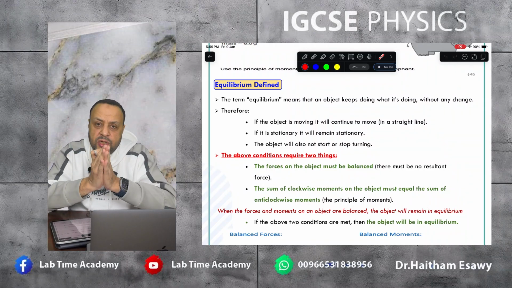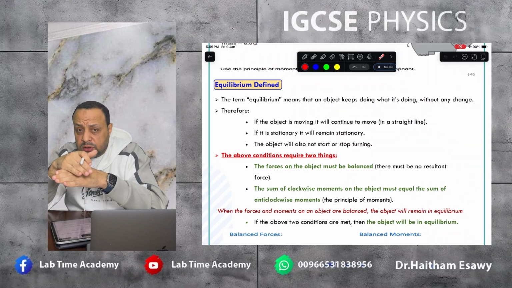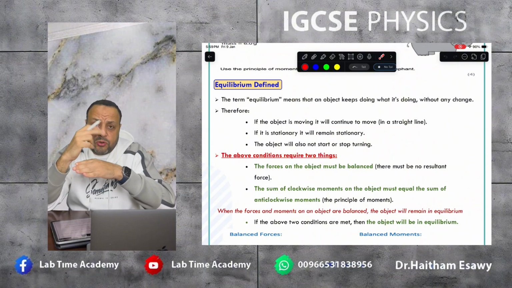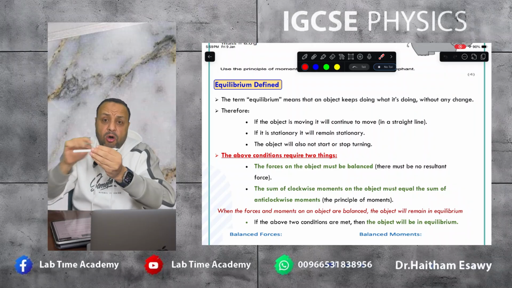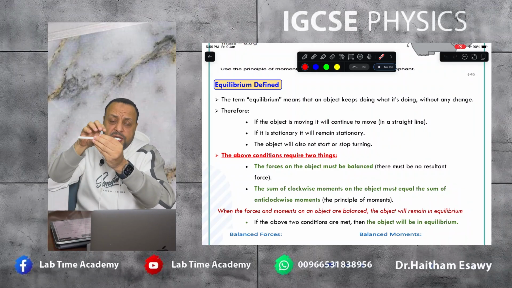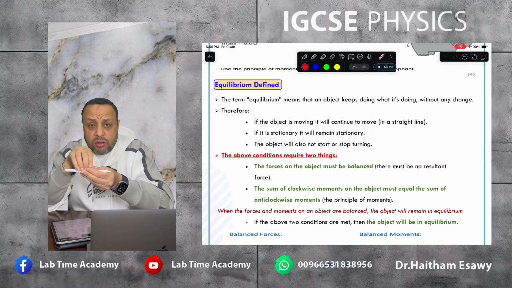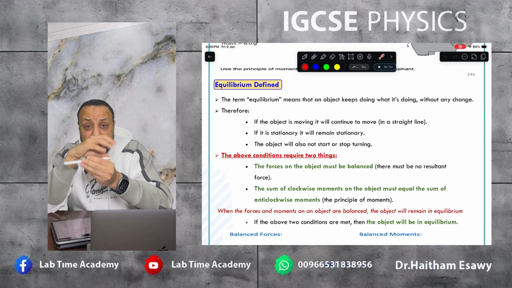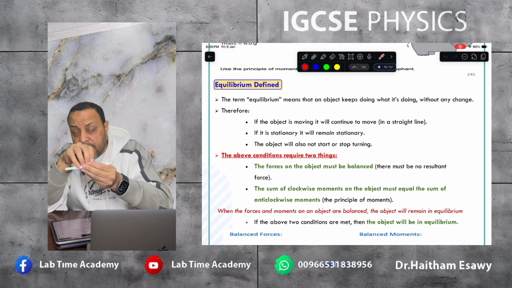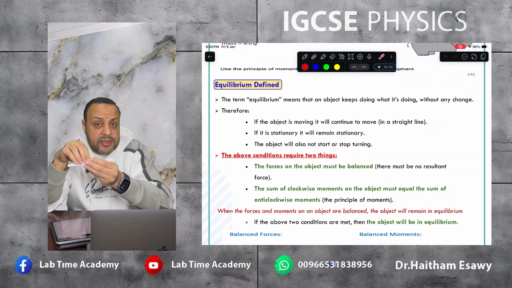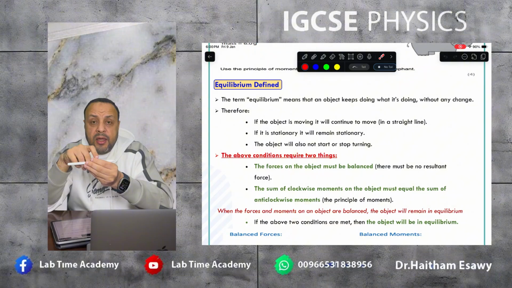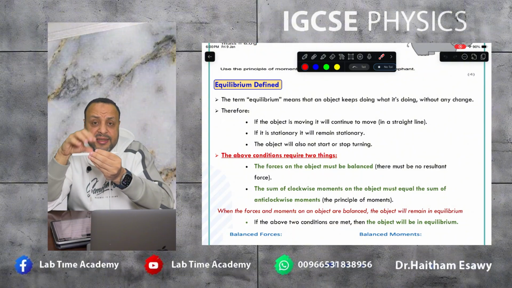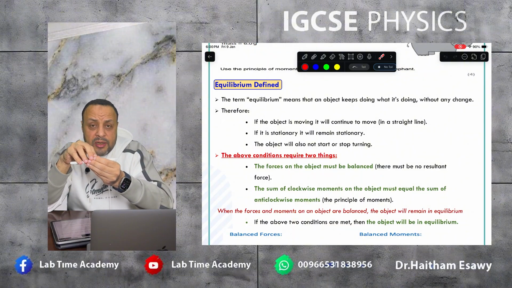So if I want to mention if this object is in equilibrium or not, I have to mention two factors. In order for the object to be in equilibrium, all the forces that affect this object must be equal 0. This means that the resultant force equal 0. The net force equal 0. I mean the forces that affect the object. 2. All the moments of forces that affect the object also equal 0.